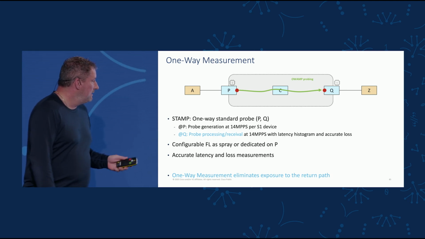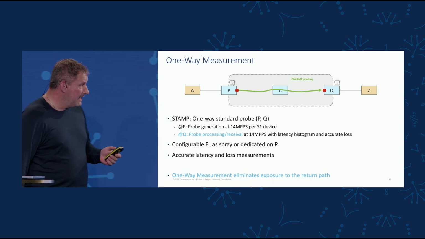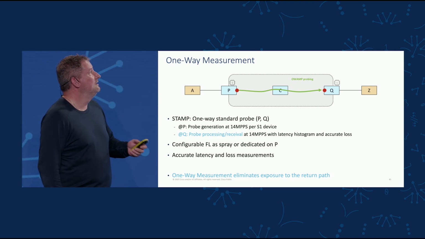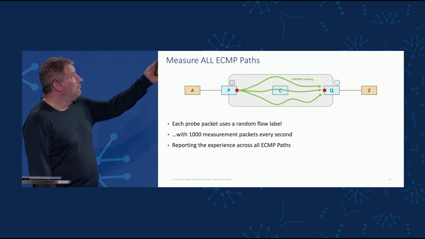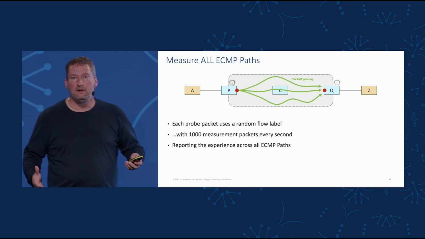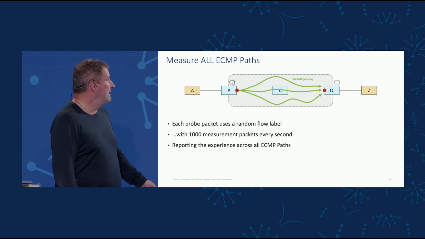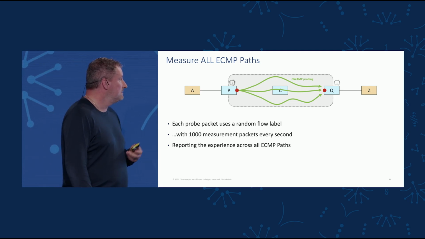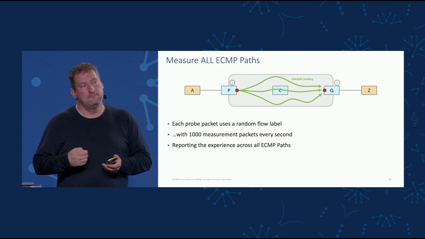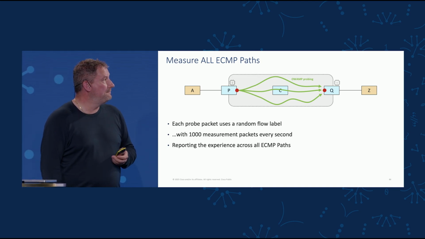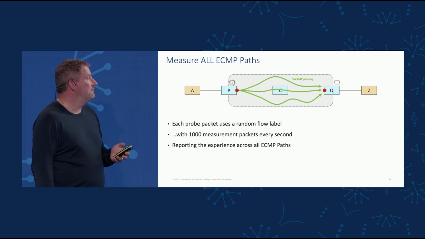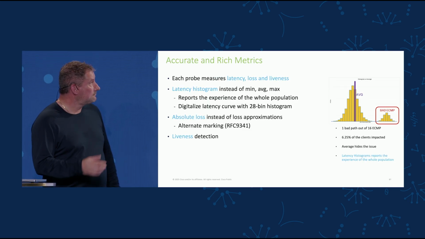Accurate latency and loss measurements, and obviously the elimination of the exposure to the return path is what one-way measurement provides. We measure all the ECMP paths, like I explained, right? So each probe packet uses a random flow label. This is in the spray mode. And then we send thousands and thousands of measurement packets every second. Obviously, you can configure that. Measurement takes bandwidth, so it depends on the environment you want and what you need, okay? We're reporting the experience across all the ECMP paths.